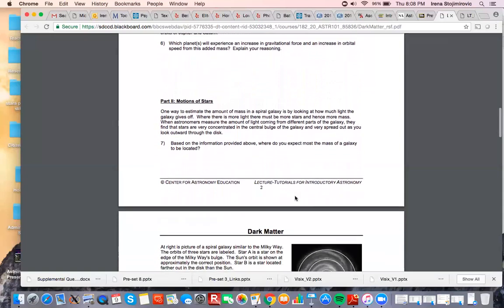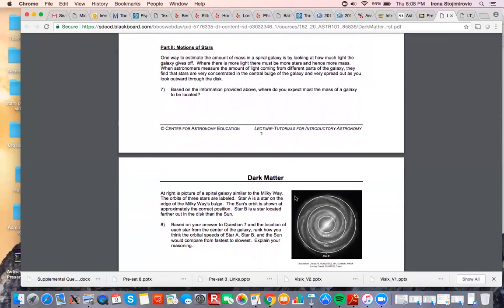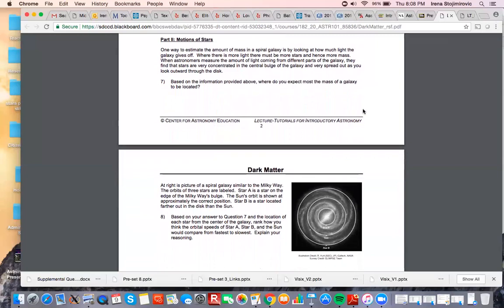Mary, you want to go back to you? Sure. Do you want me to just answer number 7? No, you can read. Okay, one way to estimate the amount of mass in a spiral galaxy is by looking at how much light the galaxy gives off. Where there is more light, there must be more stars and hence more mass.